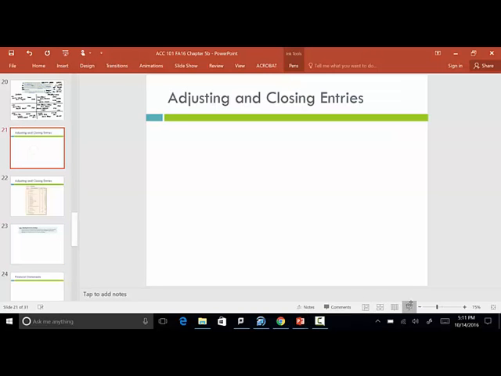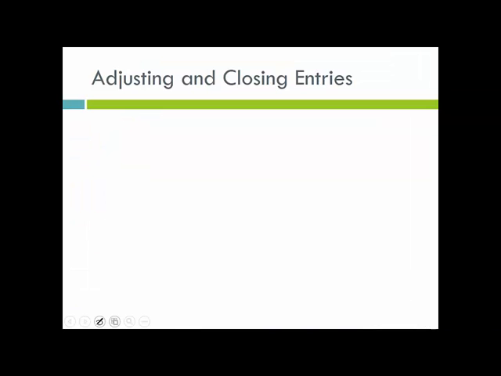Okay, so the last thing we want to talk about in Chapter 5 are the adjusting and closing entries. Almost everything is the same as what we did in Chapters 3 and 4. Even if we're doing a perpetual inventory system, we still need to do a physical count. We just don't do it as often.